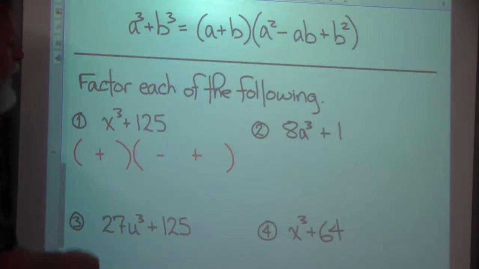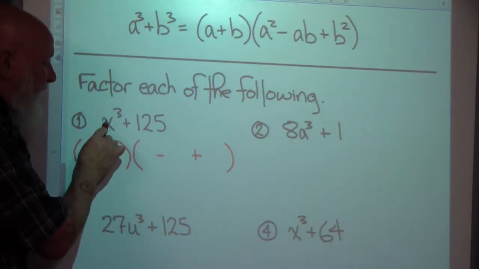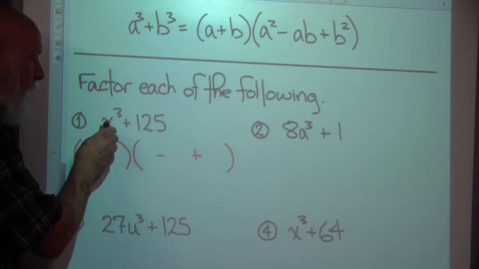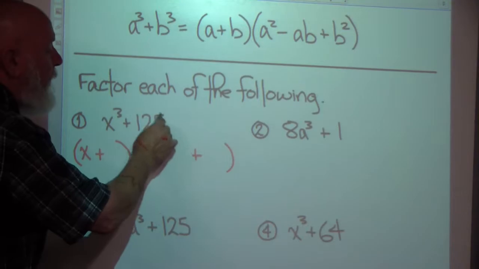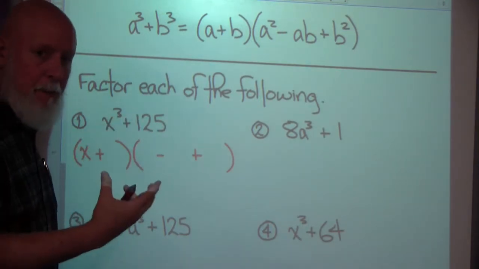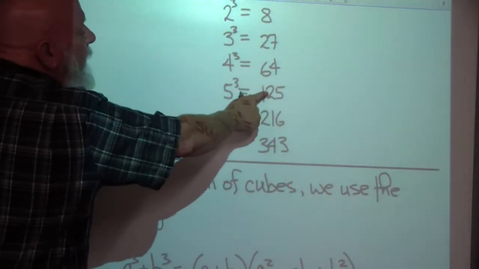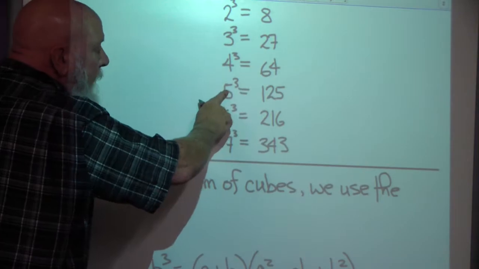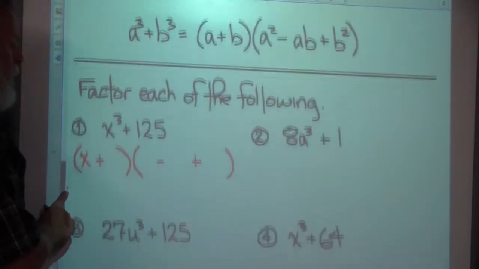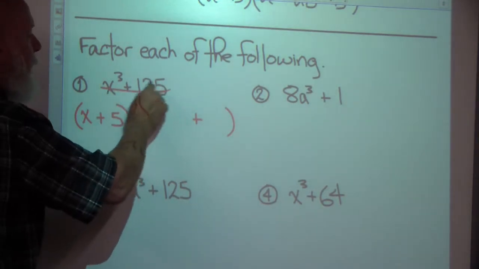and I've got a factor. And here's how this works. You take the cubed root of this one, it's the thing that's being multiplied by itself 3 times, and you put it here. You take the cubed root of this one, that's the thing that's being multiplied by itself 3 times. And if we go back up here, the thing that's being multiplied by itself 3 times is 5. So the cubed root of 125 is 5. So I put the cubed root of this one here.